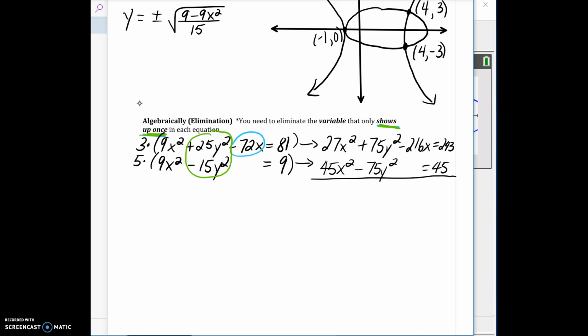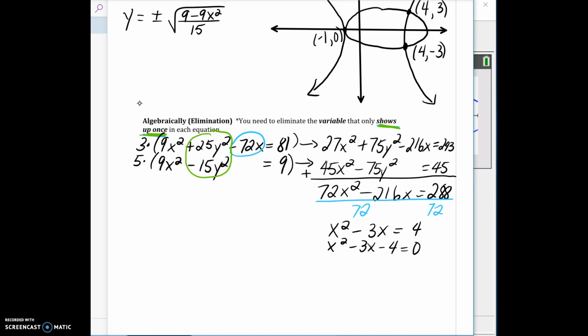So what I like to do with elimination is make sure it's something that I can add. I already had opposite signs, so that was good. We get 72x squared minus 216x equals 288. And actually, if you divide your entire equation by 72, which on the notes that I posted, I did not do that, but I should have. And this is something to look for, to see if you can divide by that number in front. I end up getting x squared minus 3x equals 4. Very simple factoring, although we do have to factor. So I'll subtract the 4 from both sides to get it equal to 0.